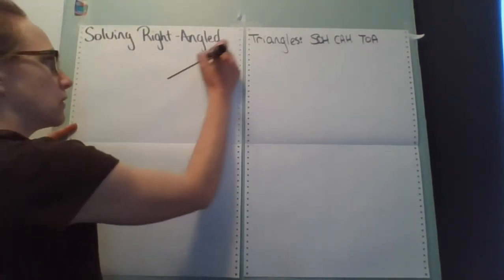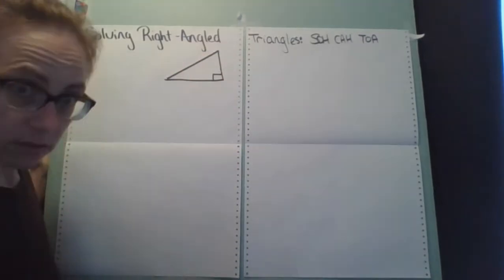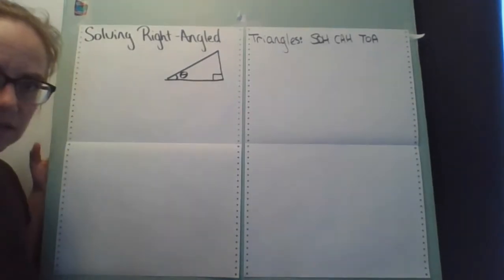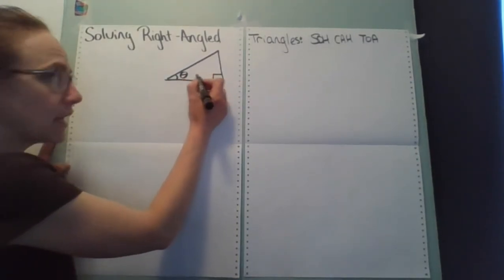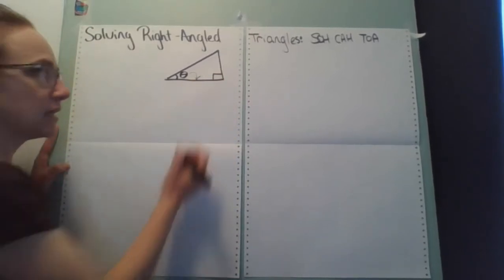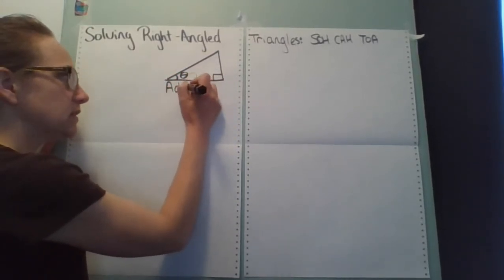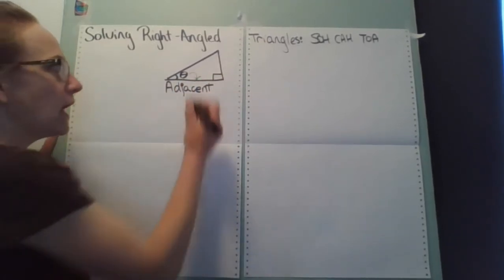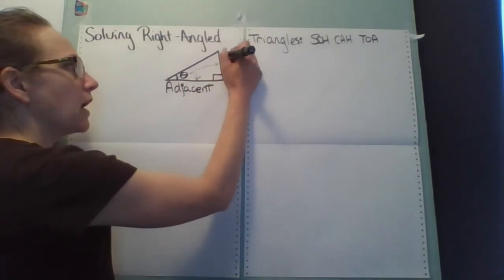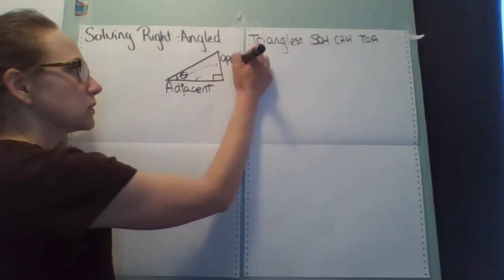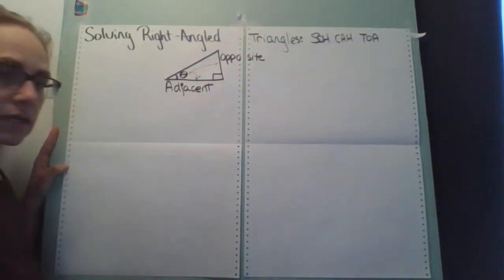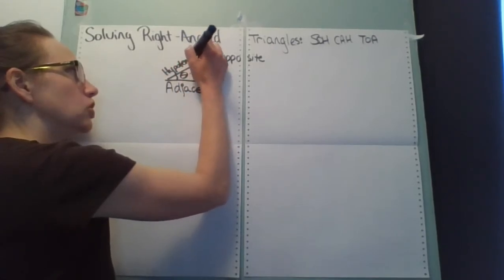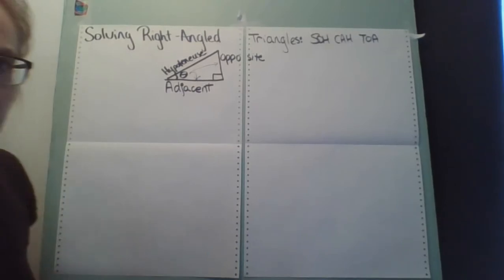So in a right angle triangle, it has to be a right angle triangle, right? That's important, okay? We're going to call this my angle of interest. So this is the angle I care about. Because I care about that angle, the side that touches it is my adjacent, okay? And the side that's all the way over here is my opposite, okay? And the long side here is my hypotenuse, right? Really long word for a really long side.